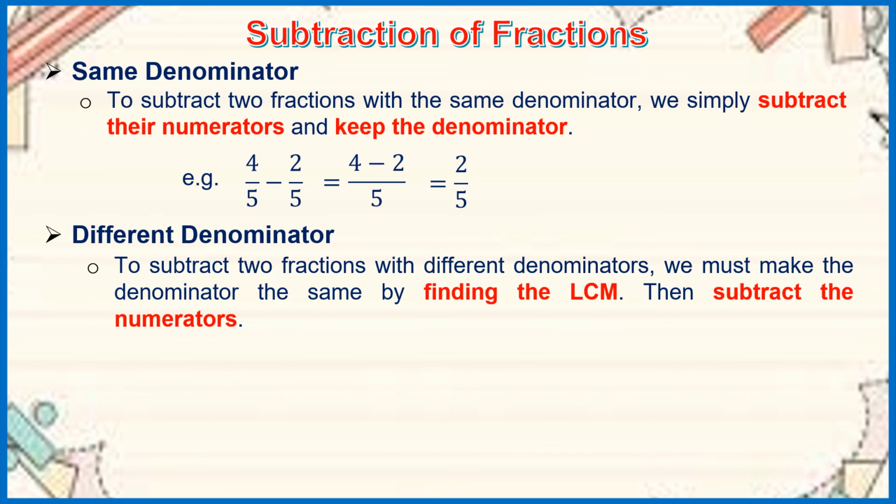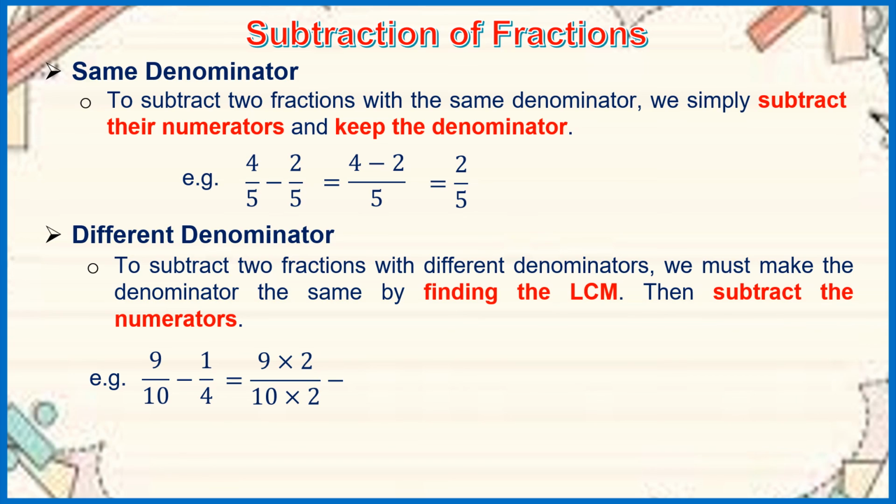Now let us have different denominators. So we must make the denominator the same by finding the LCM. Then subtract the numerators. So in doing this, we have the example 9 over 10 minus 1/4. So what is the LCM of 10 and 4? Correct, it is equal to 20.